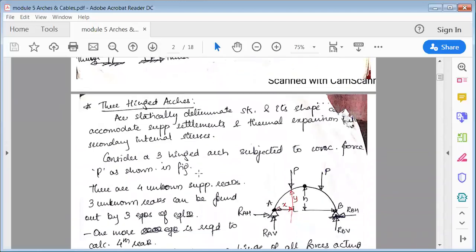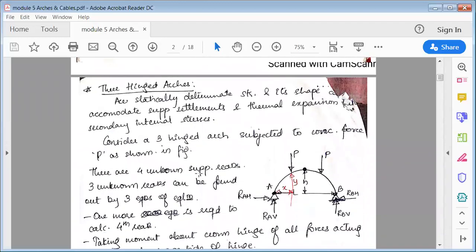Okay. So now let us just solve this. Let us see what are the different parameters coming here. So first, 3 hinged arches are basically determinate structures, and internal stresses are induced in them. Now you can see here, consider a 3 hinged arch. So you can see here A, B, and this is C. Okay, it's 3 hinged: 1, 2, 3. It is subjected to, see here, two types of forces. So P is the load.